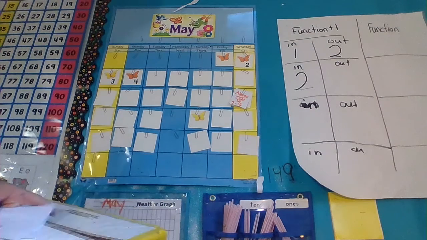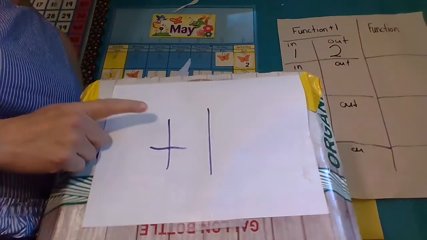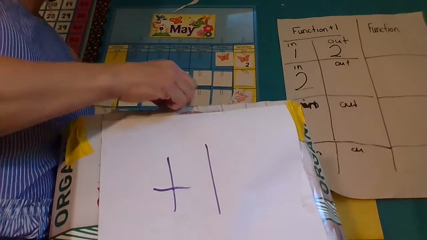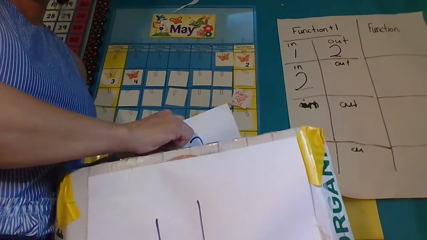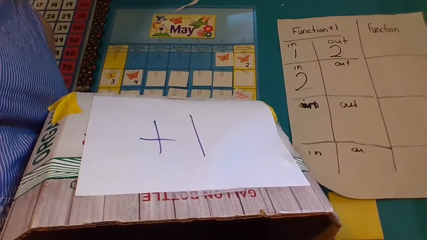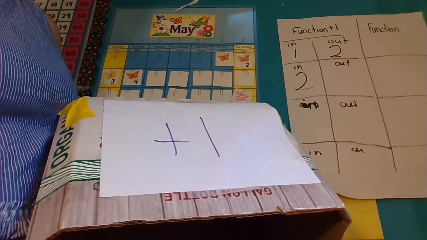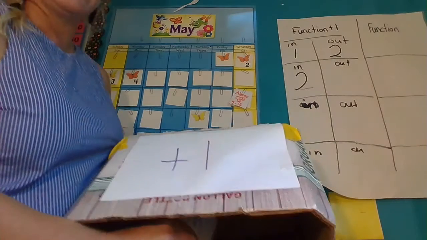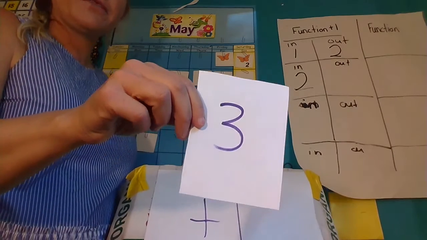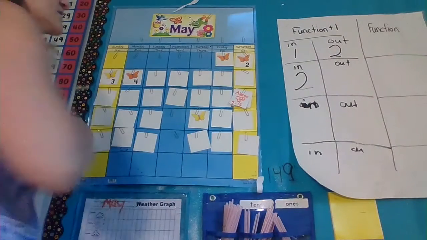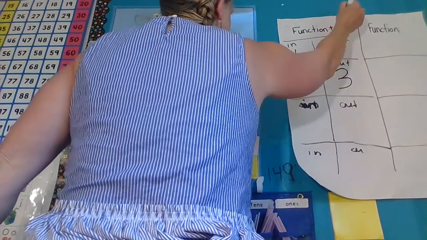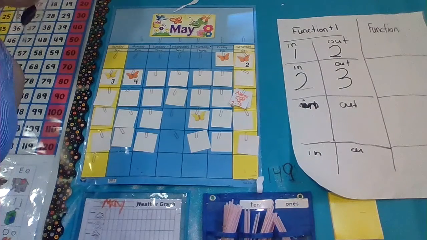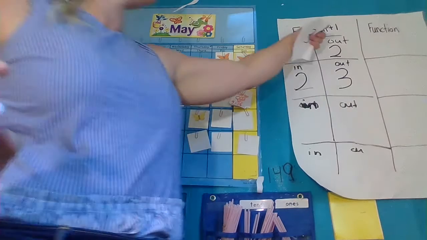Okay, so next time I'm going to put the number 2 in my function machine. Is 2 going to come out? No, because remember my function is plus 1. So I'm going to put 2 inside my function machine. He's coming in. What number is going to come out but the number 3? Because 2 plus 1 is 3.